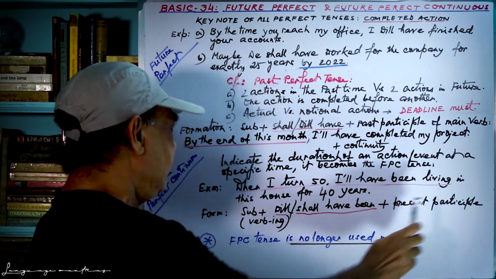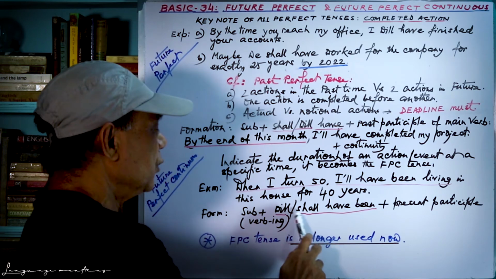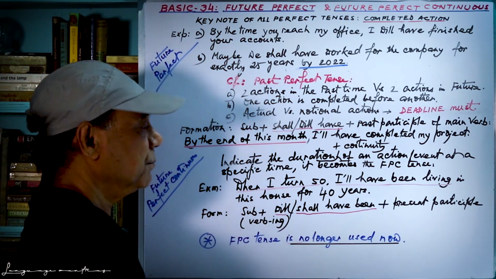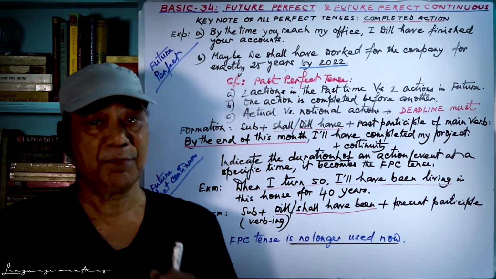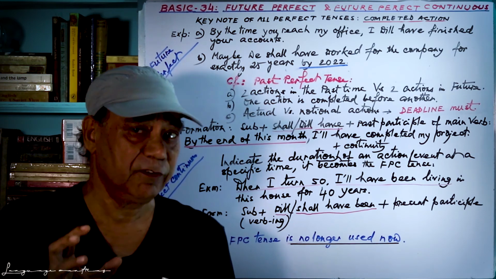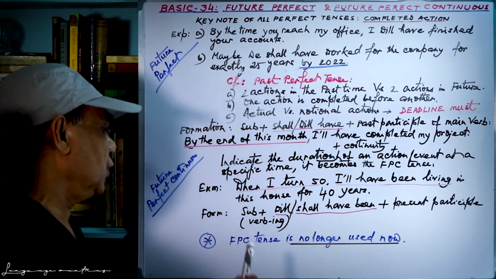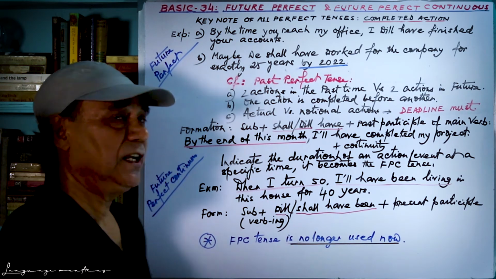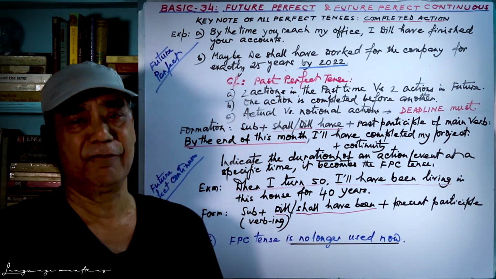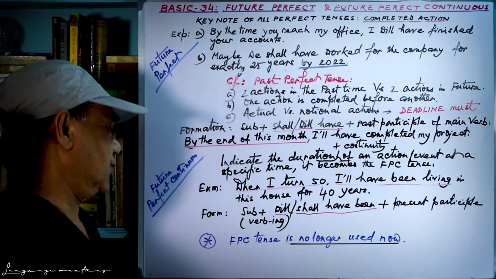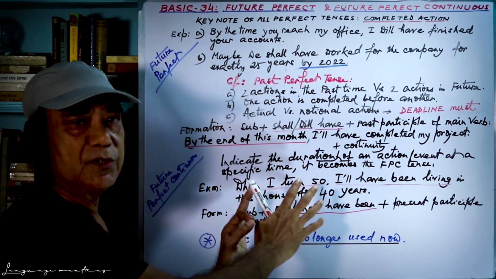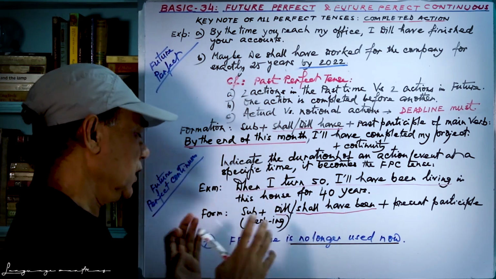So have been living: subject plus will have or shall have been plus present participle, means main verb plus ing. I shall have been living. When I turn 50, I'll have been living for 40 years. This is all about future perfect continuous tense.